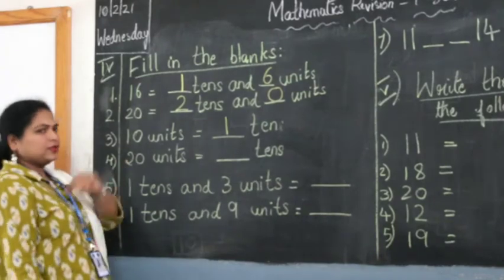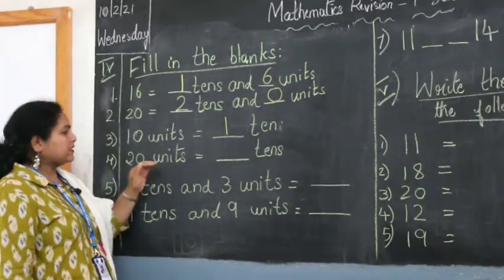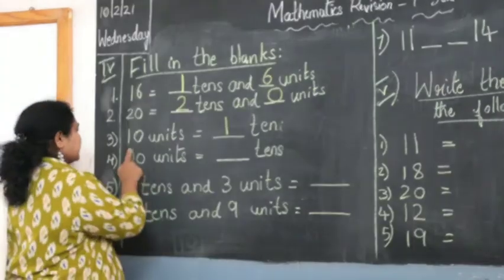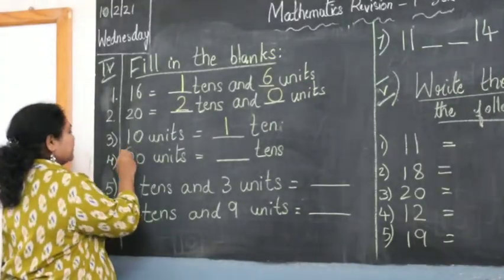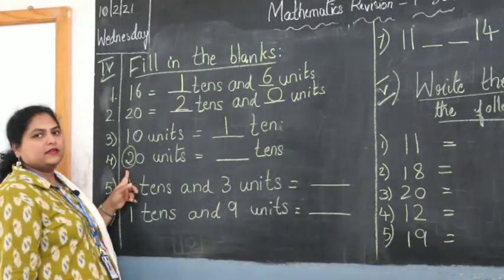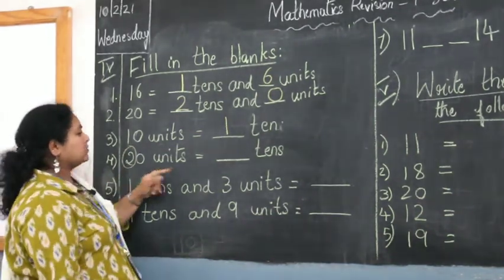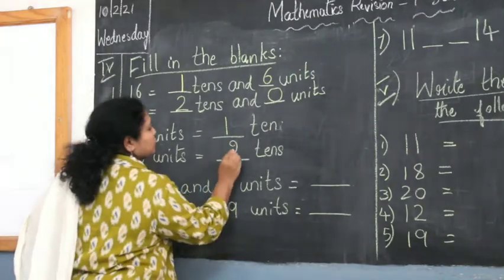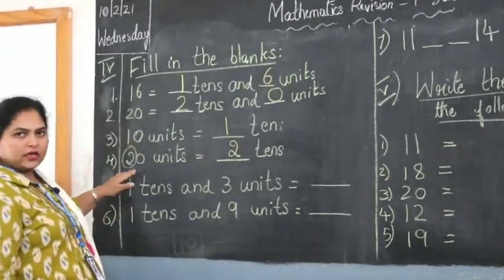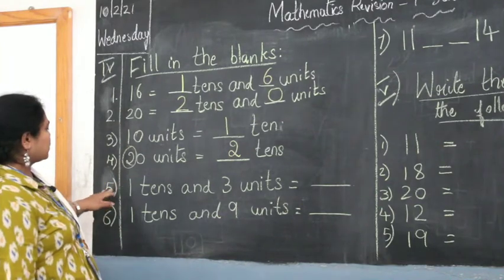And there are 20 units here now. So 20 units makes how many tens? This is the tens column, right? So how many tens are there? 2. So 20 units makes 2 tens. 2 tens is nothing but 20. Okay, children. So let's go to the next question.